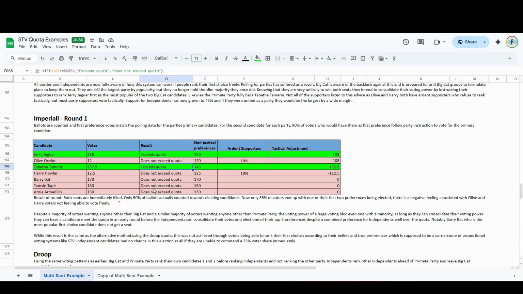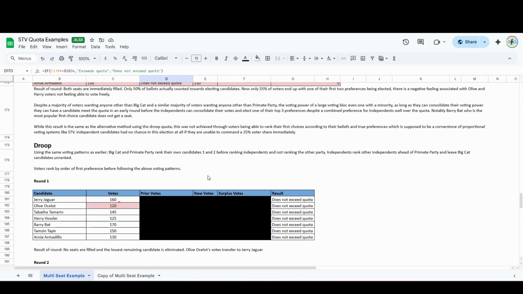But if we then move on to looking at how this would work under Droop, we can actually see that the independents, who didn't really have a chance here because they just didn't have the tactical cohesion, or whatever it is you want to call it, to be able to consistently consolidate their vote in a unified ranking like a party would be able to. They basically had no chance in this one unless they had round one support enough to get to the level where they passed the quota. There was basically not really a chance for them in this instance.